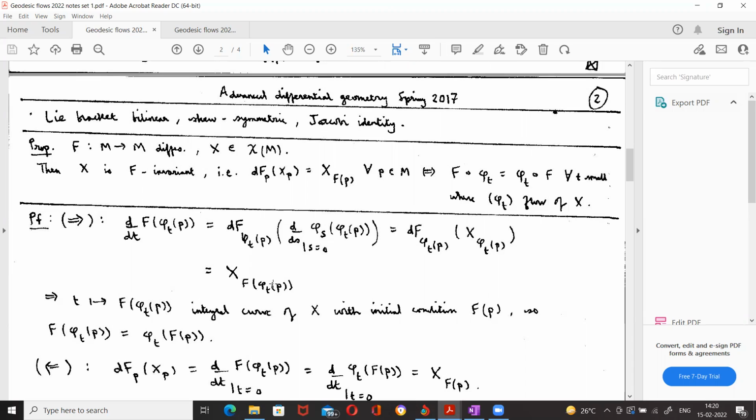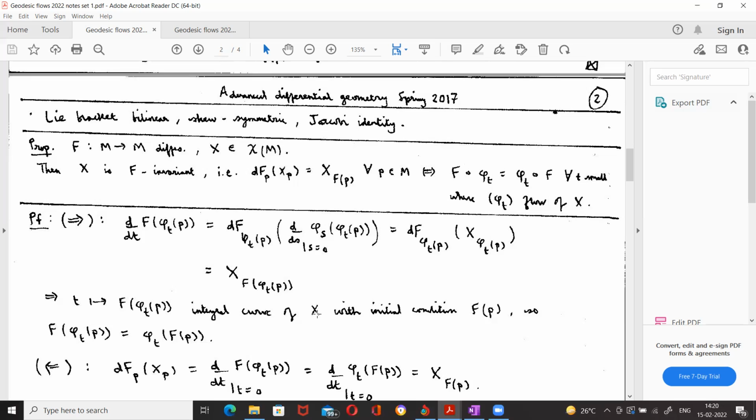Is this clear? Yes. So what does this mean? This means the tangent vector to the curve f composed with phi t of p is equal to the value of the vector field X at the point on the curve f composed with phi t of p. In other words, this curve t maps to f of phi t of p. This is an integral curve of X, right?